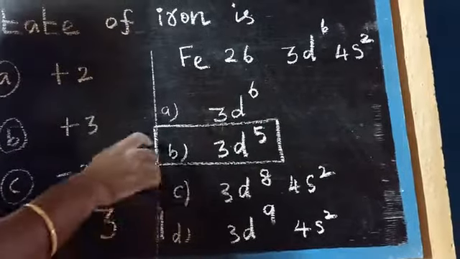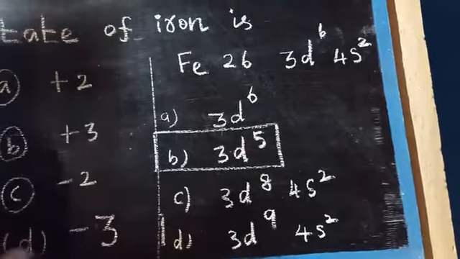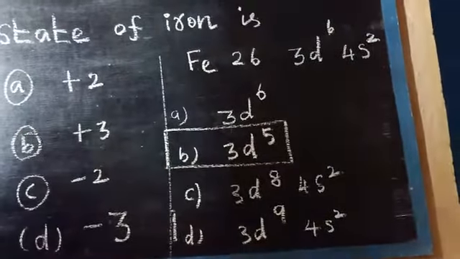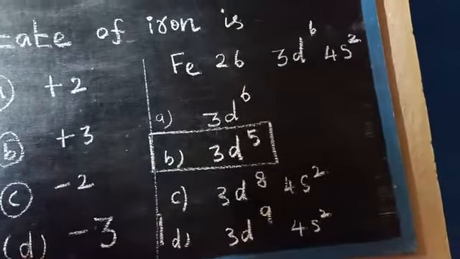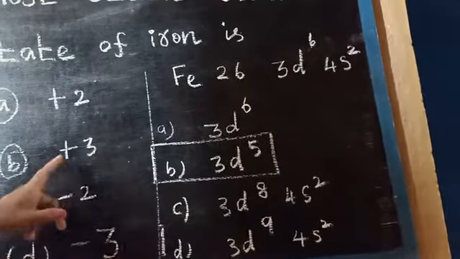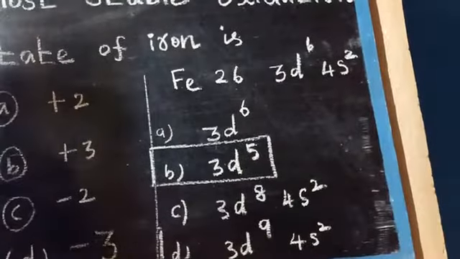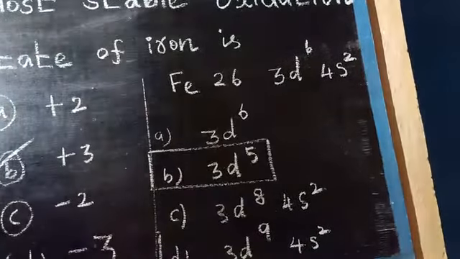Okay, so now among these, again there is a competition. Which among these is more stable? The half-filled one. So the +3 state is the more stable oxidation state.